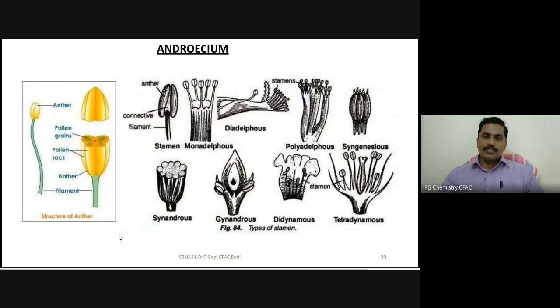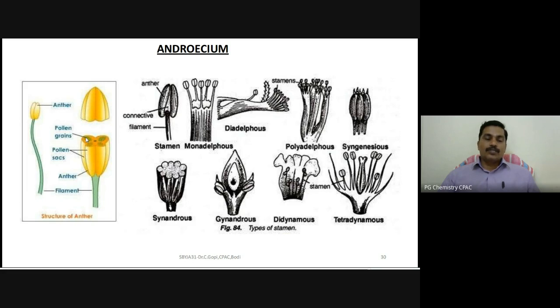Coming to the androecium, that is the male reproductive part of the flower, the complete part is called the androecium. The androecium consists of anther and filament. The anther is the fertile portion of the flower, the male part, that is pollen grains. The pollen grains are nothing but male gamete-bearing cells. This male gamete has to fuse with the female gamete in the ovary, ovule, or egg cell. Then only does reproduction take place by the sexual method.